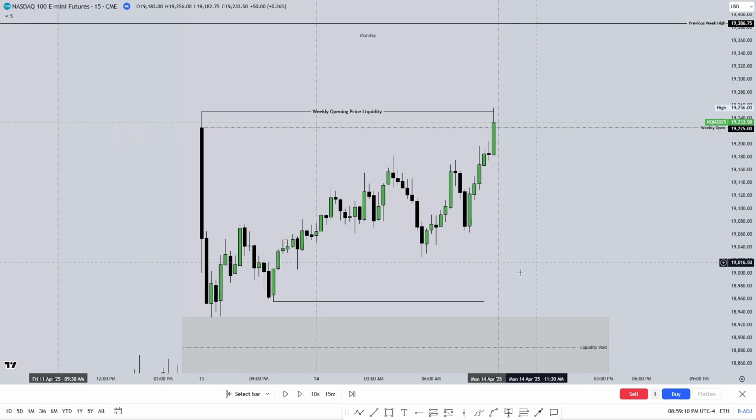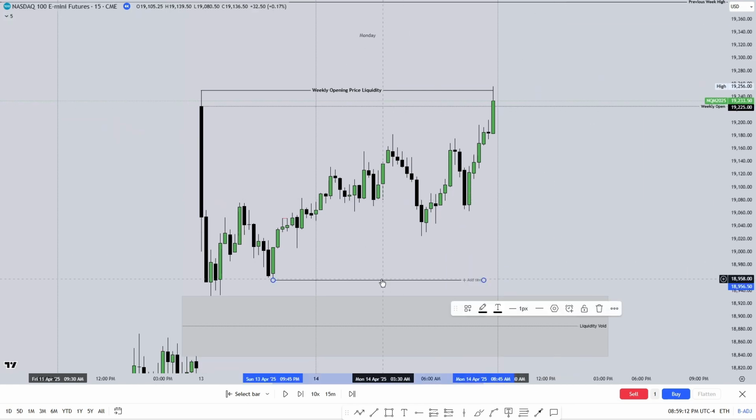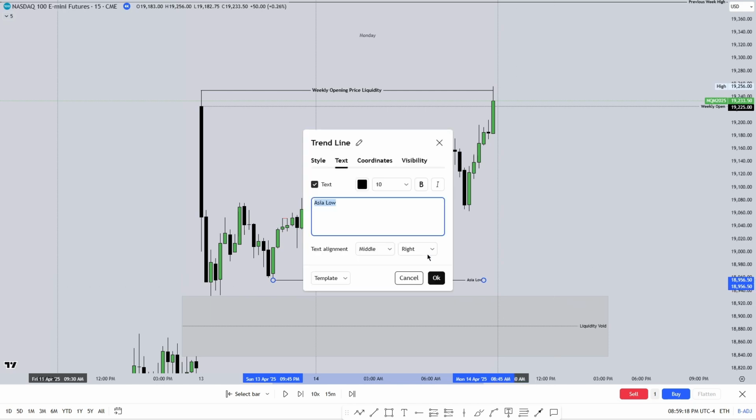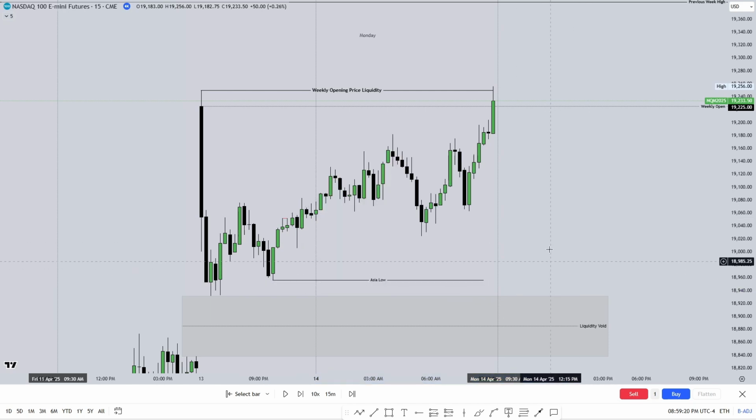Before I get into that though, you also want to have low-hanging fruit targets. So we know that the draws on liquidity are lower right here, and we have Asia low and this liquidity void right here. But one thing that I recommend, no matter how long you've been trading, is having low-hanging fruit targets where you can take some off, take partials, because it's just so much easier on your psychology, right?